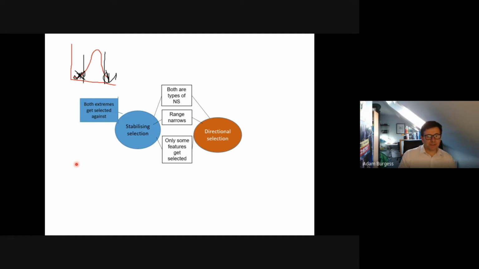Next one. Oh, I can't do it. Right, yes. It's not due to environmental change. And thirdly, the mode does not change either. So the modal value won't change, but the extremes get selected against.